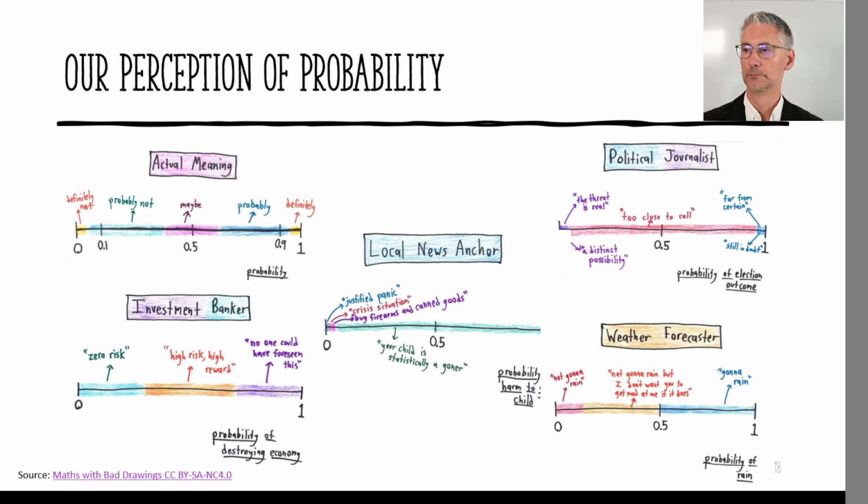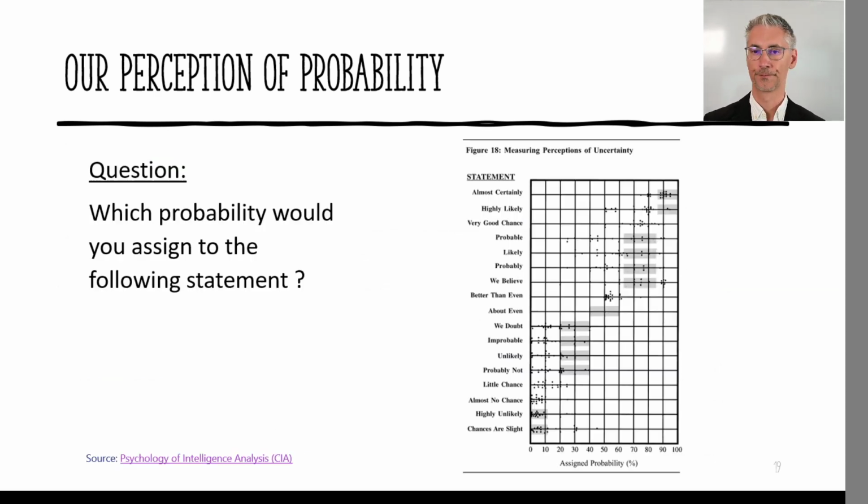We have a very popular understanding in our everyday understanding of what probabilities mean, and there's a nice illustration of, for example, the weather forecast, probability between 0 and 100% or 0 and 1, like not gonna rain, gonna rain. And you can see that if we follow different aspects of our everyday life, these interpretations of probabilities shift between, for example, the local news presentation, investment banker, weather forecast, political journalist, and so on.